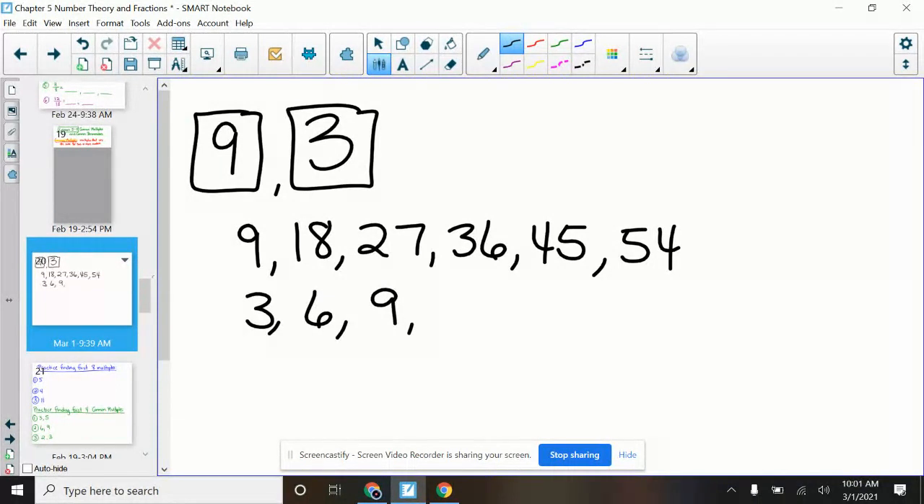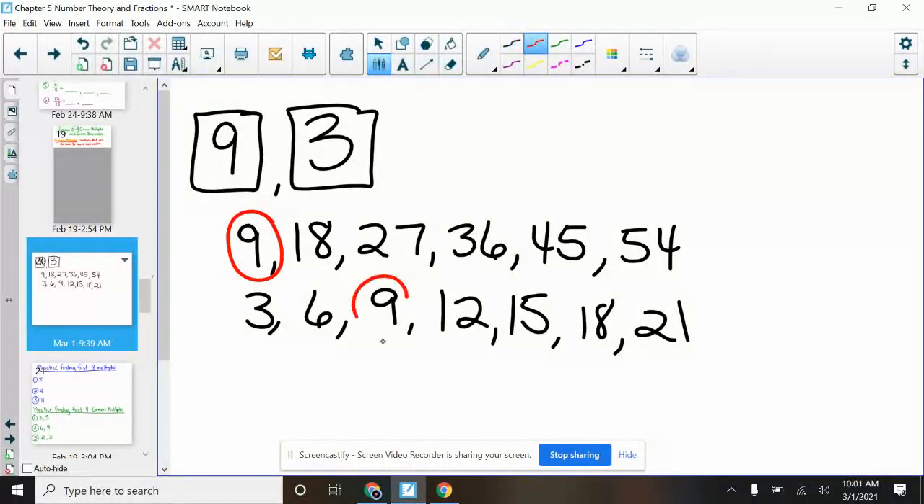9, 12, 15, 18, 21. Okay, now, I might have to keep going because I have to find the common multiples. And at this point, do I see any numbers that they have in common? Yes. Carson, what do you see?